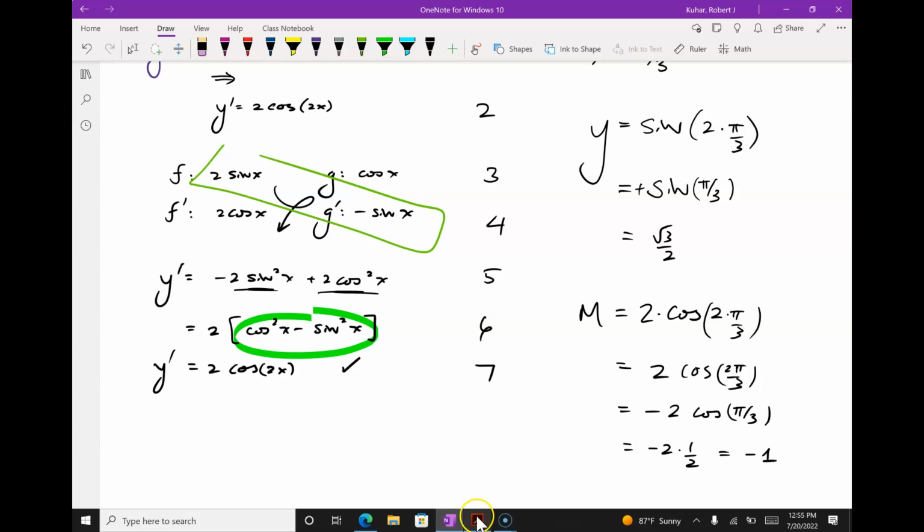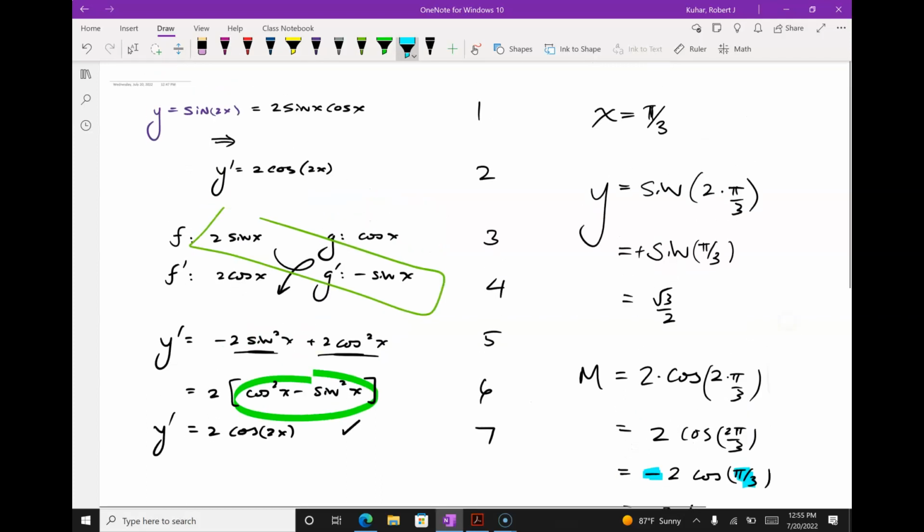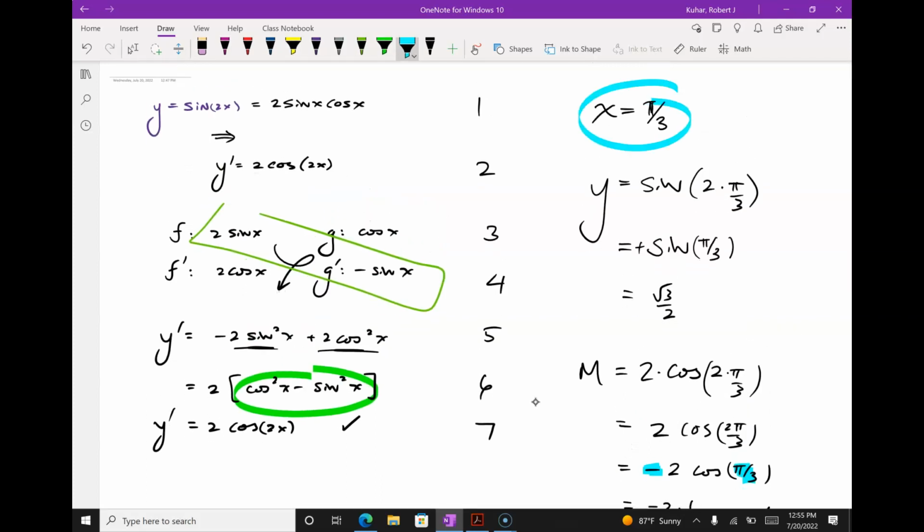All right, we're ready? It's negative cos of pi over 3. Oh, okay. Yeah, it's positive sine of pi over 3.